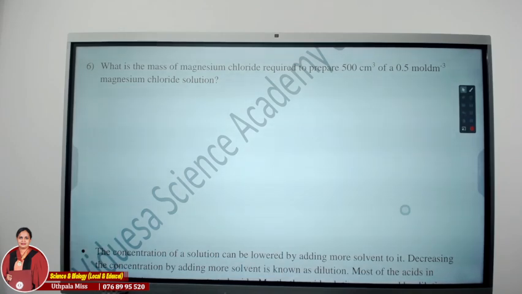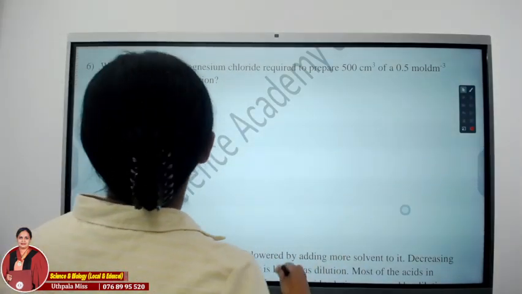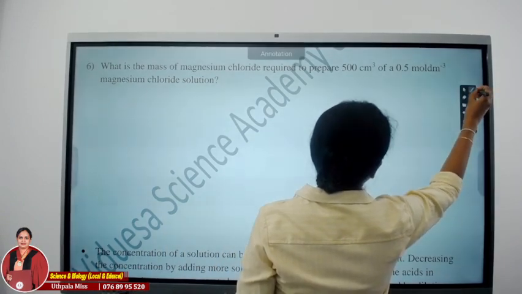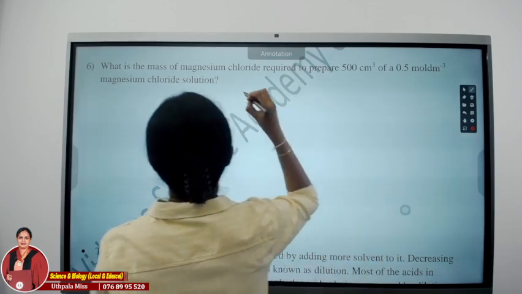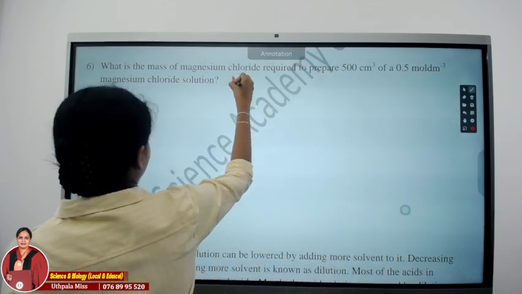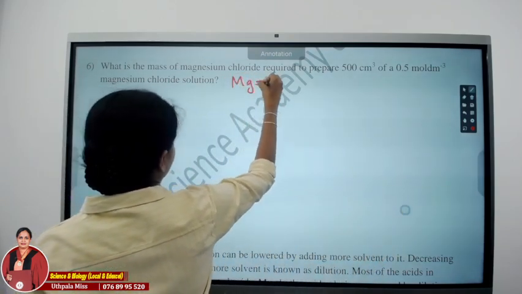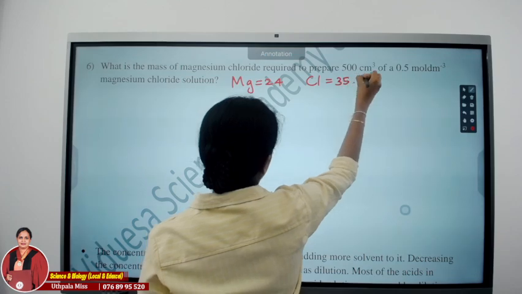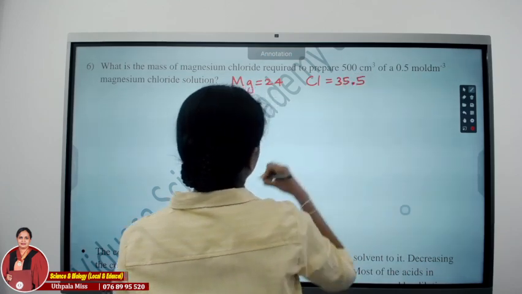Madam, can you please give the atomic masses? What is it? Relative atomic masses there. Try to remember them. Magnesium is 24. Chlorine is 35.5.